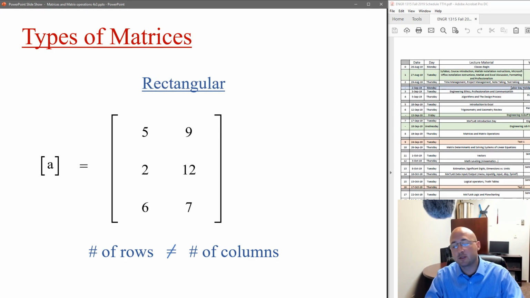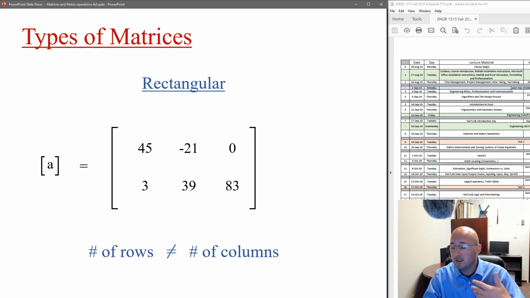Next, a rectangular matrix. Very simple. The number of rows is not equal to the number of columns. This one is taller than wide. This one is wider than tall. Okay? So a tall or a wide matrix, as long as we don't have the same number of rows and columns, we're good.